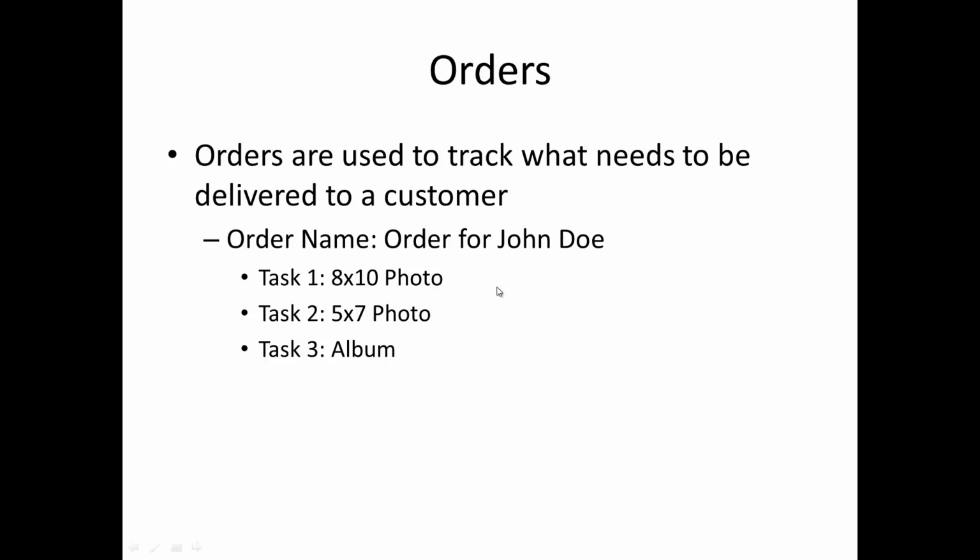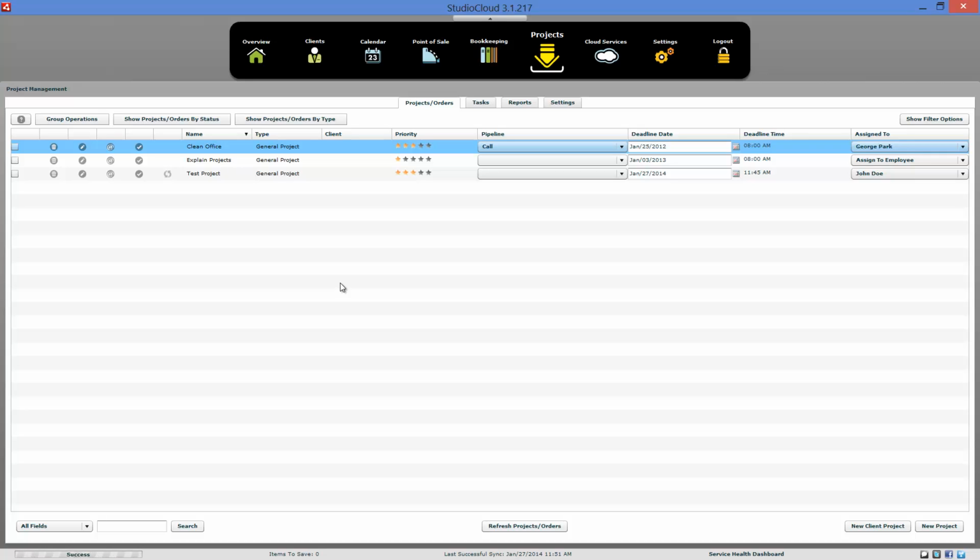Orders, as I mentioned, is to track what needs to be delivered to the customer. So here you have some examples: 8x10 photo, 5x7 photo, album, etc. And then let's go ahead and jump over and walk through how you do all these.